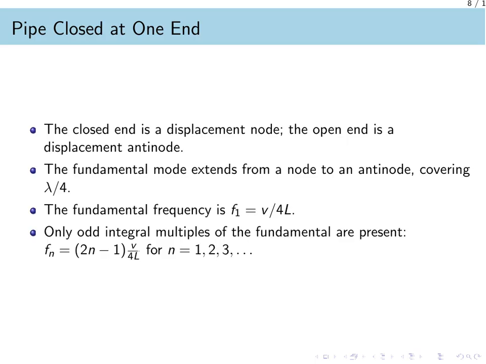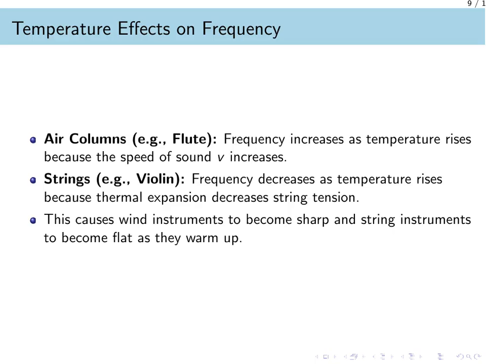When a pipe is closed at one end, the boundary conditions change significantly. The closed end is a displacement node, while the open end is a displacement antinode. The fundamental mode here extends from a node to an antinode, which covers only 1/4 of a wavelength. Consequently, the fundamental frequency is the speed of sound divided by 4 times the length. Unlike open pipes, these columns only support odd integral multiples of the fundamental frequency, meaning only the first, third, and fifth harmonics are present. Temperature plays a vital role in the pitch of musical instruments.